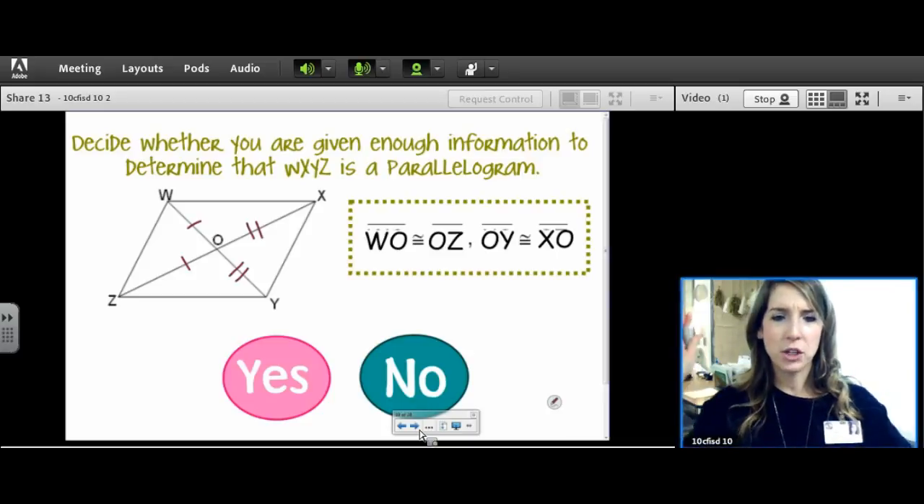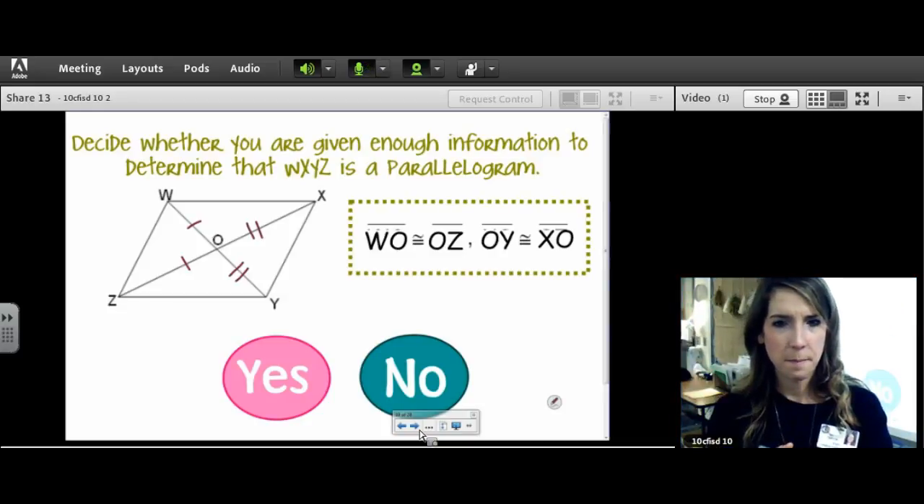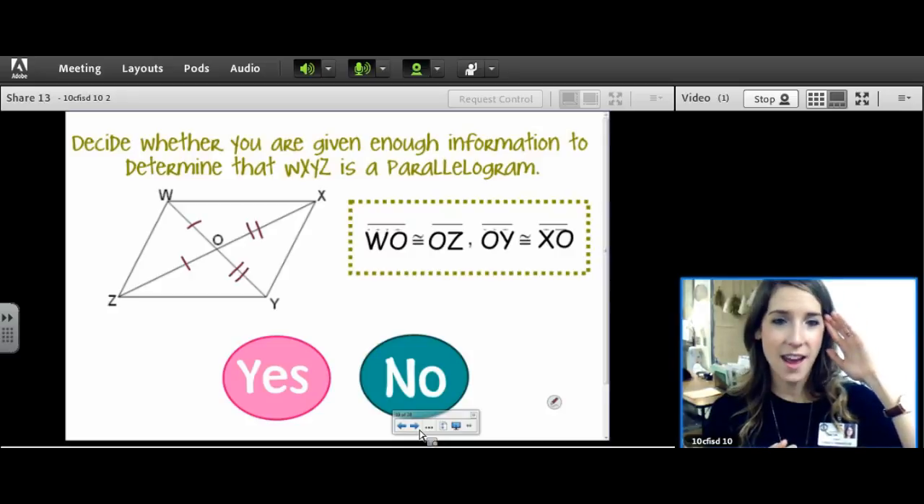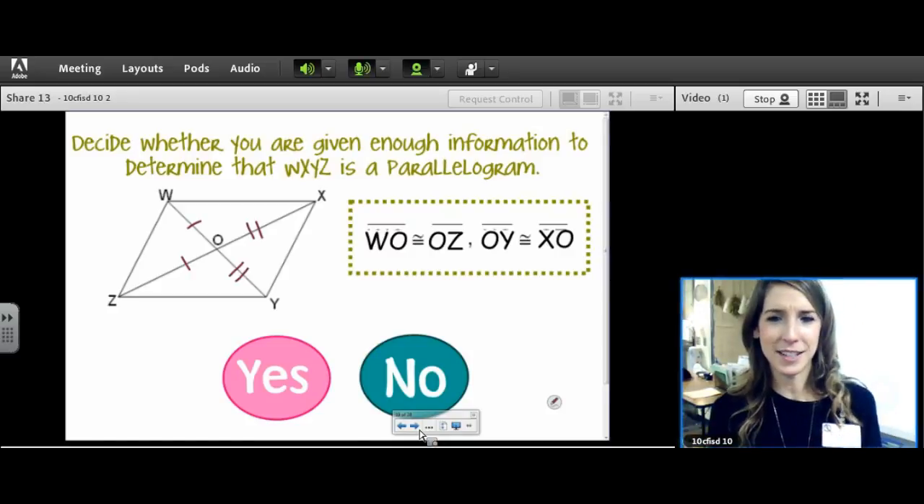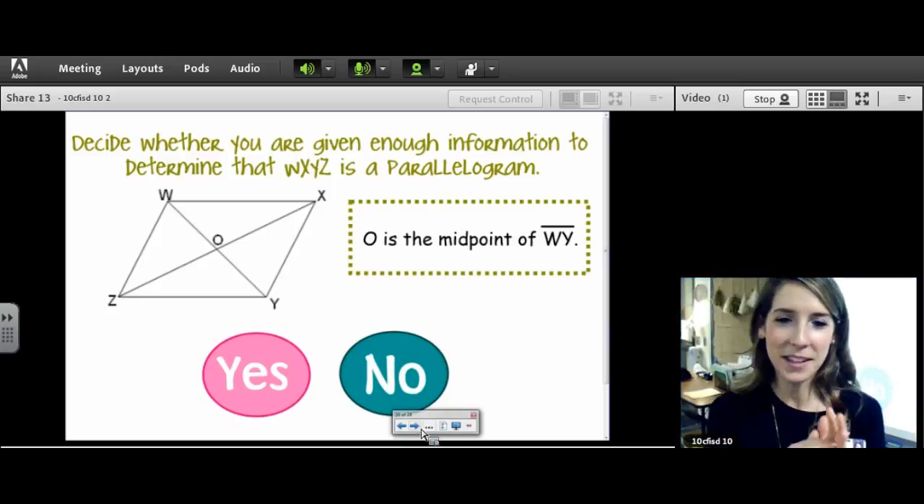Is this a picture of diagonals bisecting each other? No, those tick marks are in the wrong spot. Yeah. So we've got two isosceles triangles there. That's kind of cool. But other than that, I'm not seeing anything to say we have enough evidence to say he's a parallelogram. Just because the triangles are similar isn't going to do much for us. Let's do a few more.